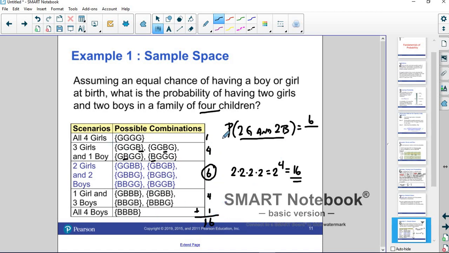That's why we had to make a list. And so we get 6 out of 16, which of course reduces to 3 out of 8. And the probability of having 2 boys and 2 girls in a family with 4 children is 3 out of 8. Okay, so that's the process, and so that's how laying it out is important.